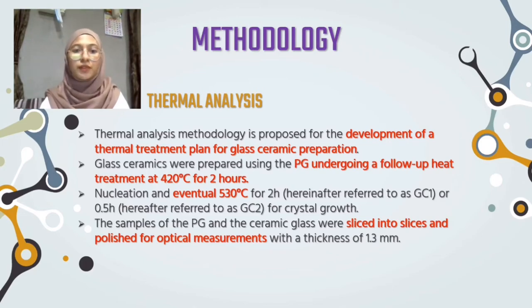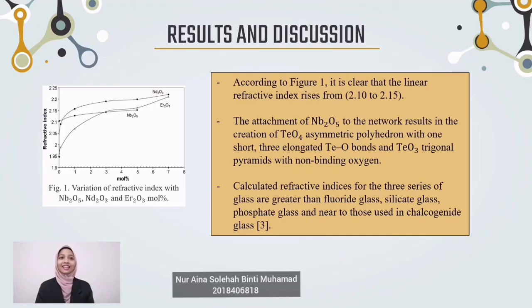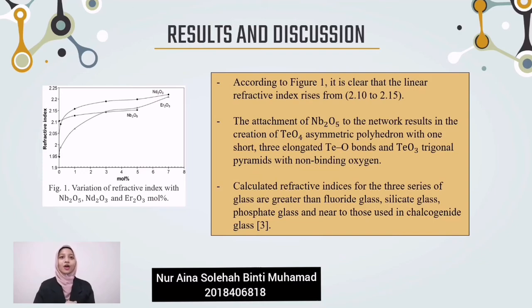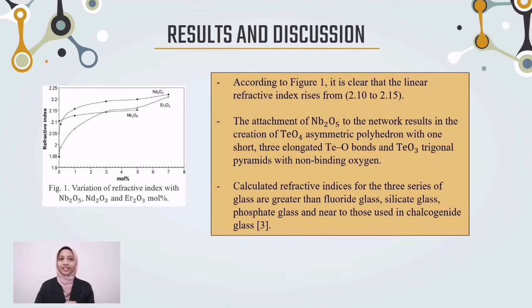The samples of the PG and the glass ceramic were sliced and polished for optical measurement with a thickness of 1.3 mm. Next, let us continue on results and discussion for this project. Basically, our project has different experimental results.